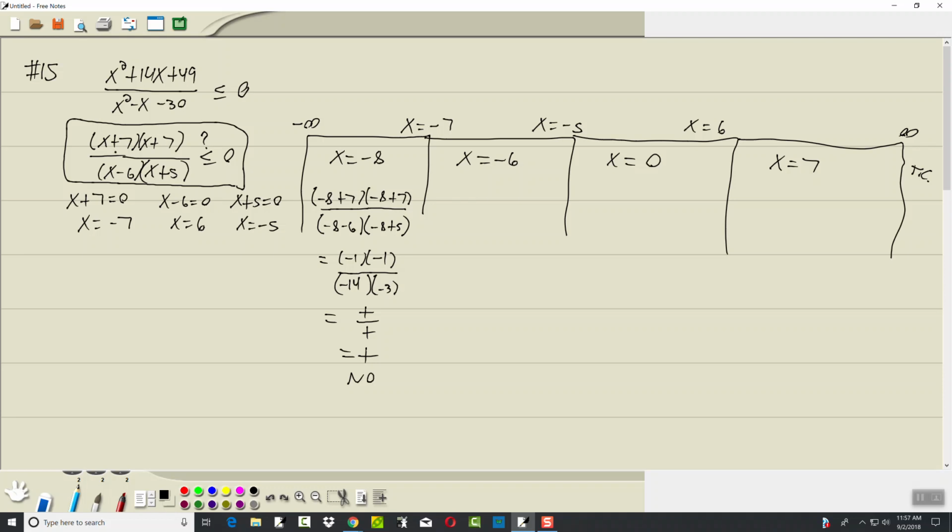So we'll plug in negative 6. So we're going to have negative 6 plus 7, negative 6 plus 7. We'll have negative 6, and negative 6 plus 5. Negative 6 plus 7 is 1. Negative 6 minus 6 is negative 12. Negative 6 plus 5 is negative 1. Now 1 times 1 is positive. Negative times negative is positive, so this gives us a positive. So this is not part of our answer.